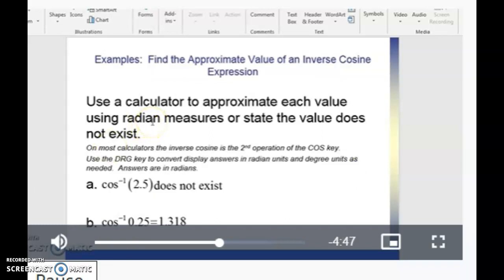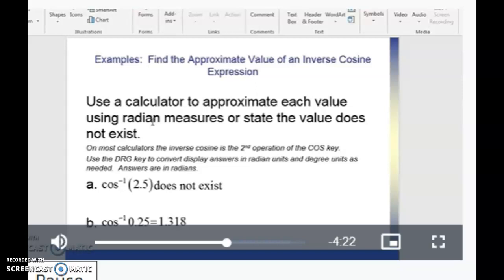Now, approximating using a calculator. Use a calculator to approximate each value using radian measures, or state the value does not exist. So if you enter in your calculator cosine inverse of 2.5, your calculator will give you an answer of does not exist, and that is your final answer.